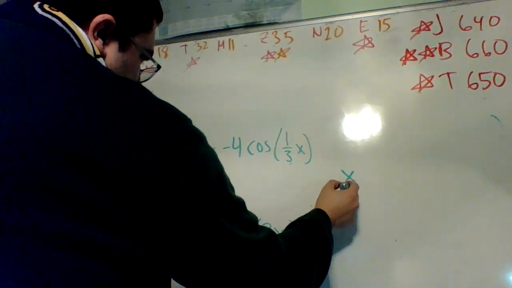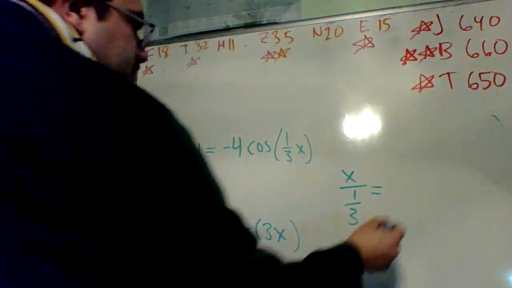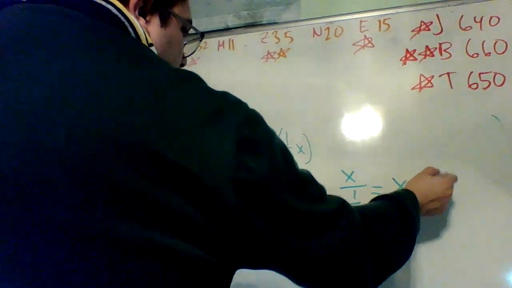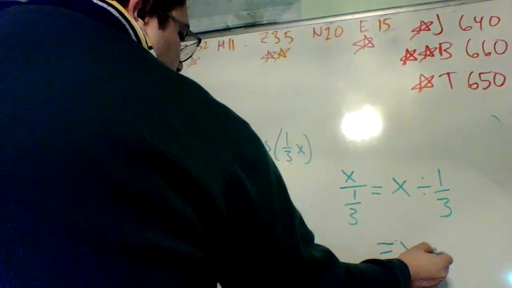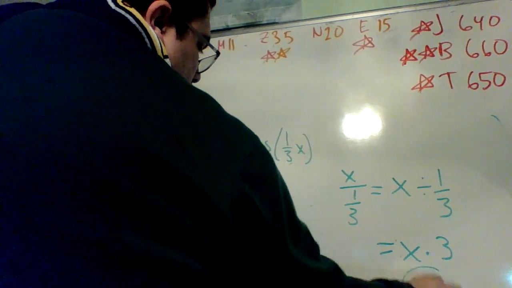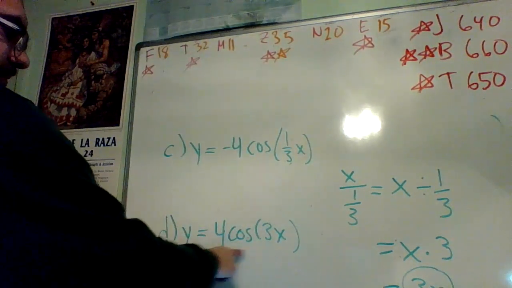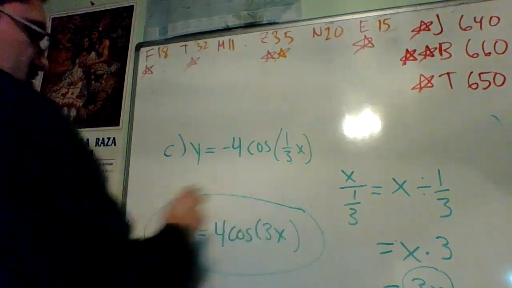So if we have x over 1/3, this is equal to x divided by 1/3. We know we should flip things and change things to multiplication, like that, which would be 3x. This one is the correct one, has the correct amplitude, and this changes the period in the correct manner. So it would be D.